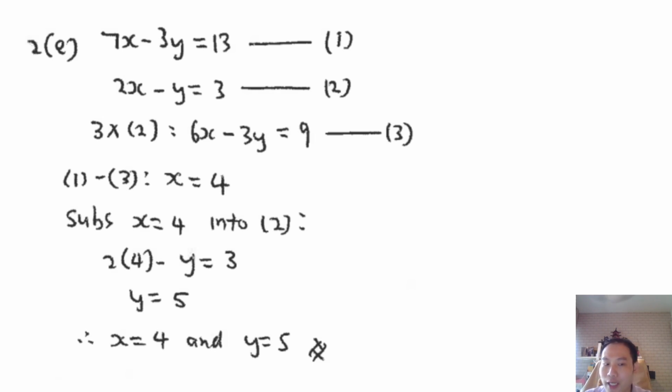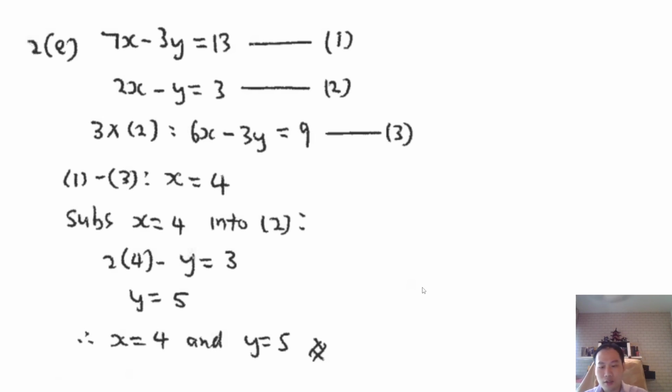And of course, don't forget, after we found our x, let's not neglect our y. We need to substitute x equals 4 into either one of the earlier equations. In this case, I can put it into equation 2. That gives us 2x, x is now 4, minus y equals 3. When you simplify this, we get y equals 5. Finally, good habit, rewrite the solution again properly. Therefore, x equals 4 and y equals 5.